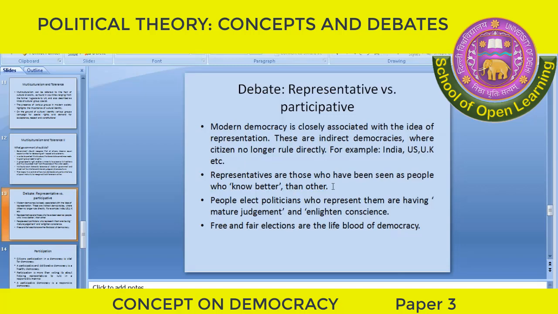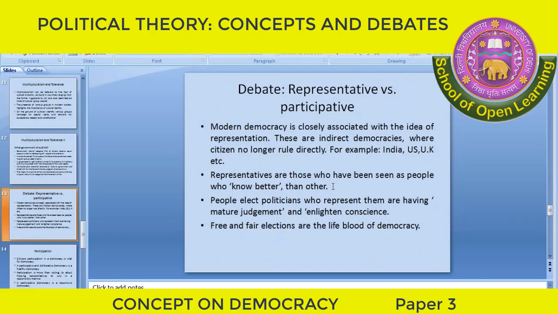Representatives are seen as people who know better than others, better than the mass, better than the normal citizen. People elect politicians who represent them as having mature judgment. They have an enlightened conscience. You can say the politician knows better. A politician should be less corrupt. They have a very good character.